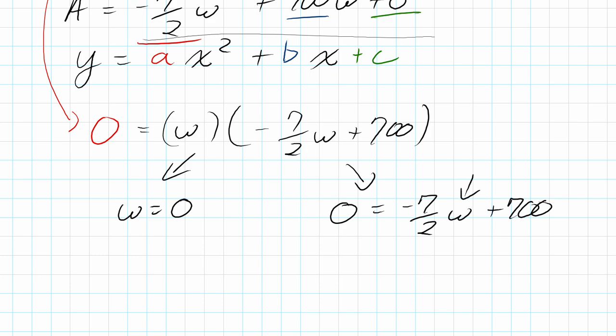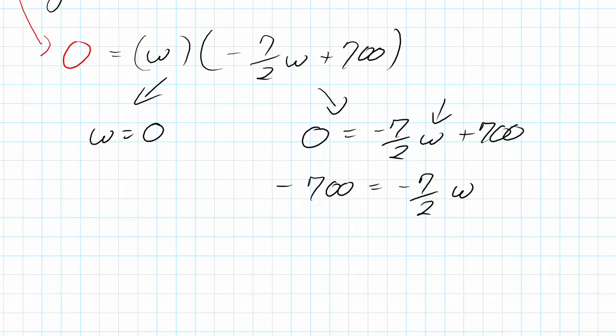Well, let's isolate for the W here. I'm going to move that 700 over. It becomes negative 700 is equal to negative 7 over 2W. I'm going to multiply both sides of the equation by 2. When I do that, I'm going to get negative 14,000 is equal to, when we multiply this side by 2, negative 7W. And then we just have to isolate that W, so we divide by negative 7 on both sides.